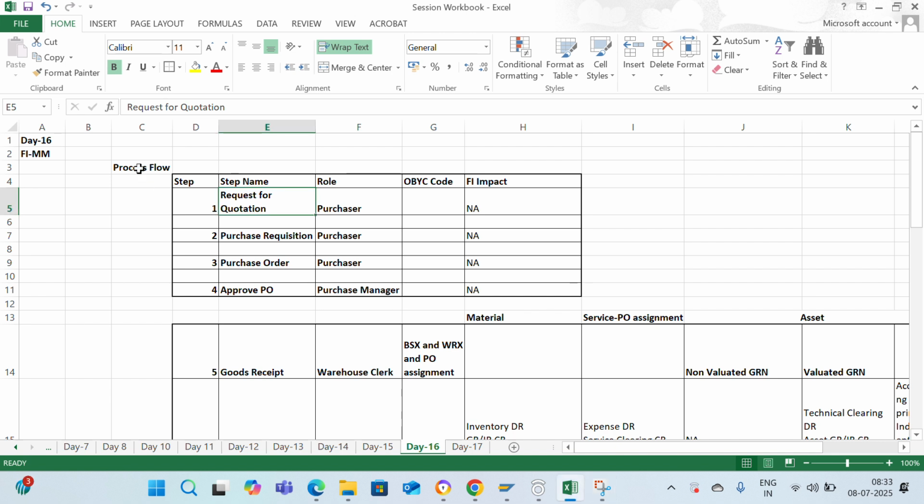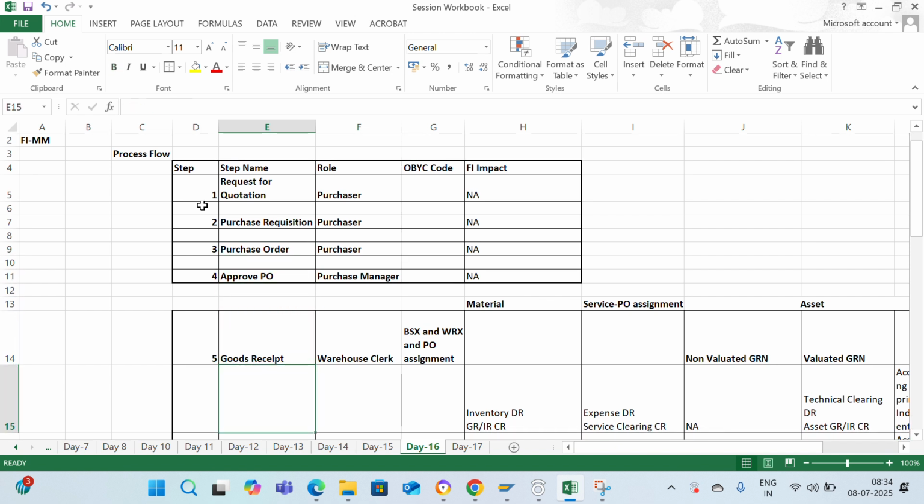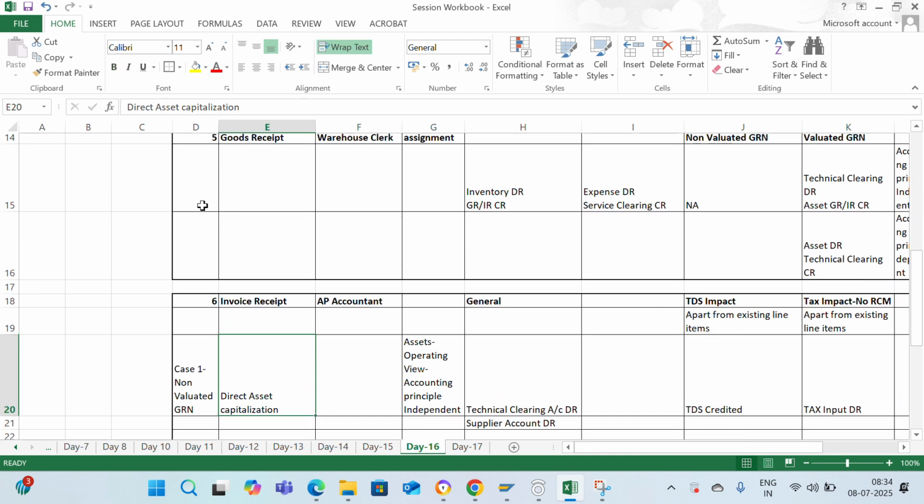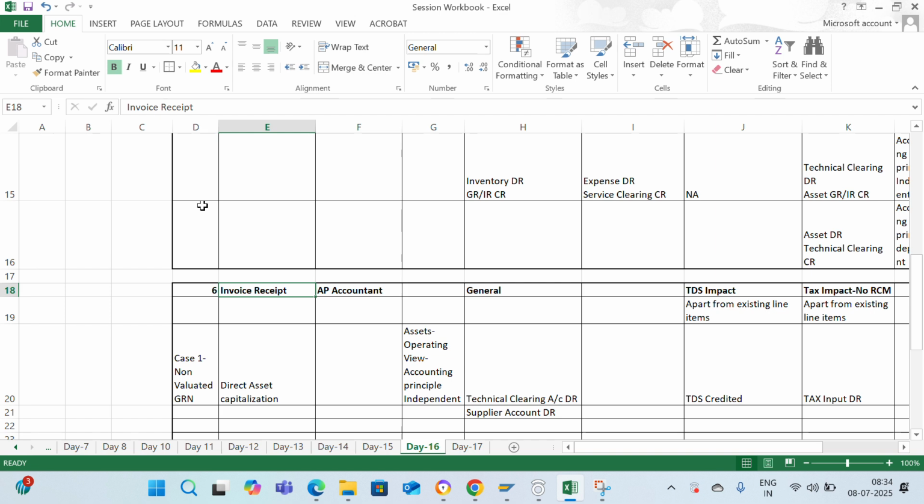So, first let us discuss about the process flow. Process flow meaning the steps that exist in the procurement process. So, the first step is the request for quotation. Second is the creation of purchase requisition. Third is the purchase order. Fourth is the approval of the purchase order. Fifth is the GRN, means goods receipt, and sixth is the invoice receipt.